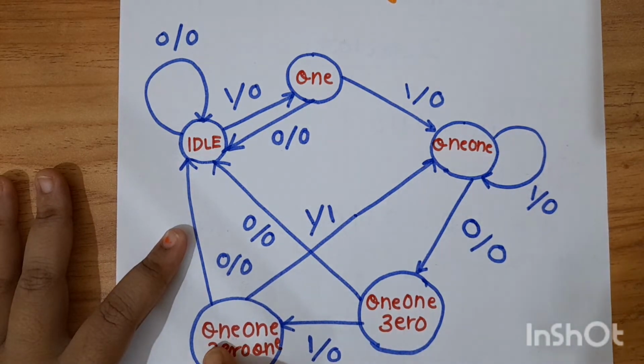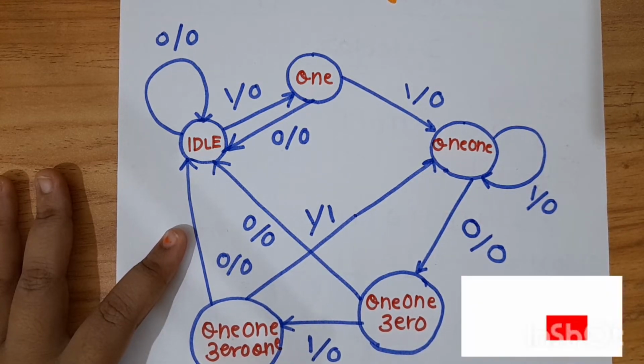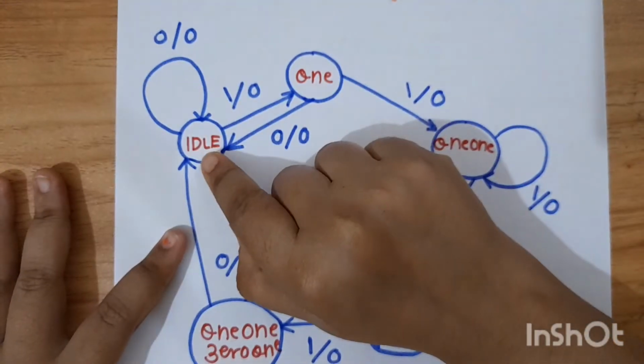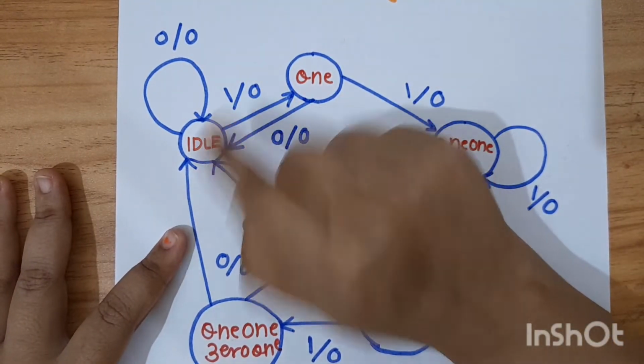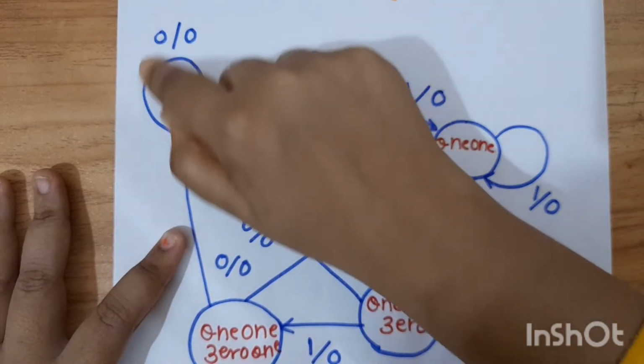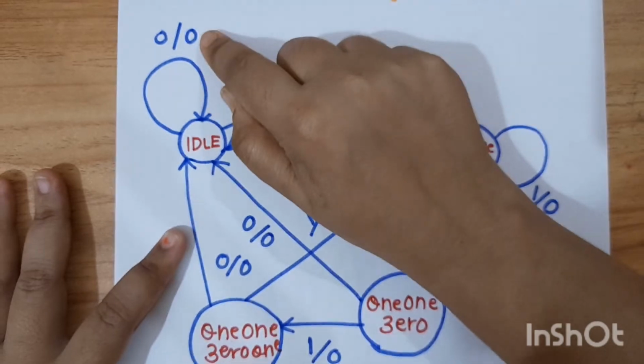Now after 1101, rather than getting 1, if I get 0, that means the pattern detection loop is broken and we need to move to the idle state, and the output is 0 here. Now in the idle state we spoke about getting 1. Rather than getting 1, if I get 0, then I would remain in the idle state only and output is 0.